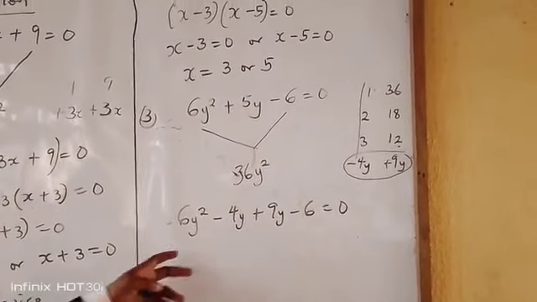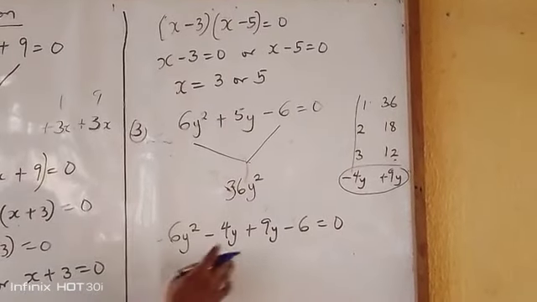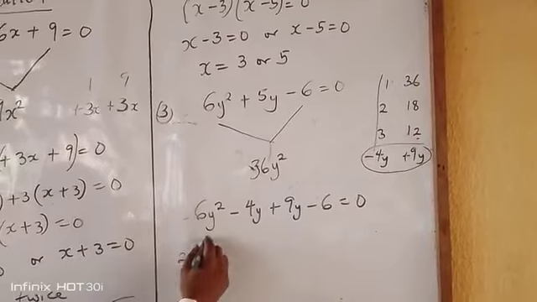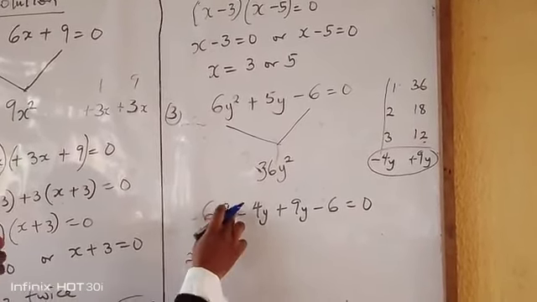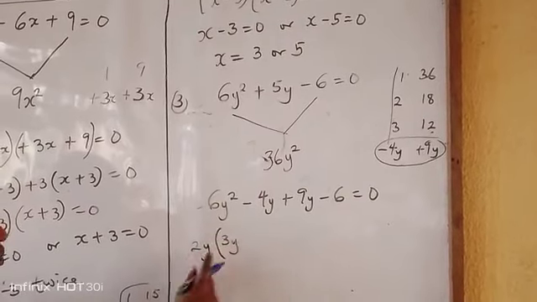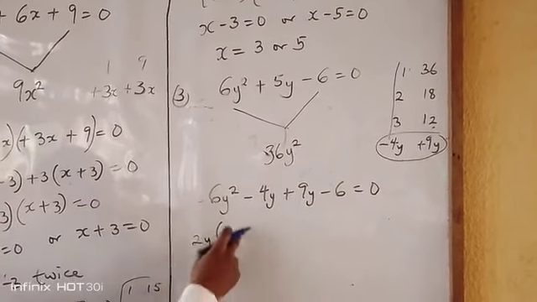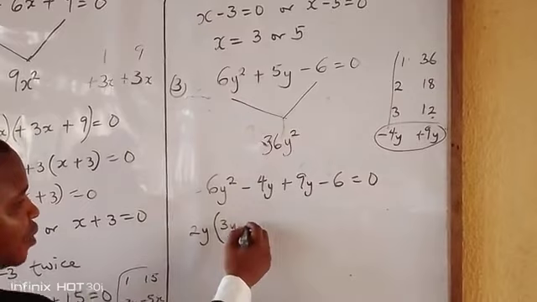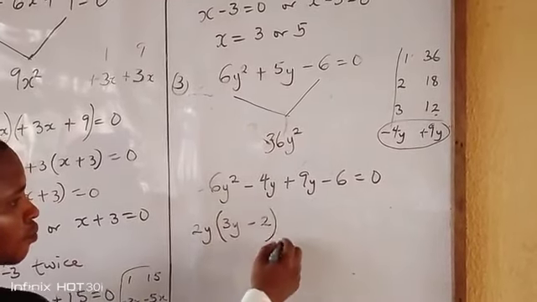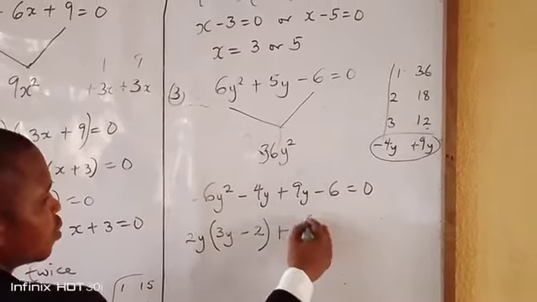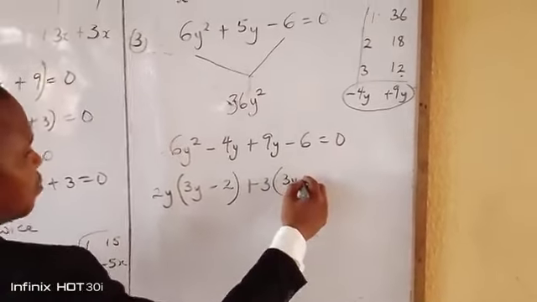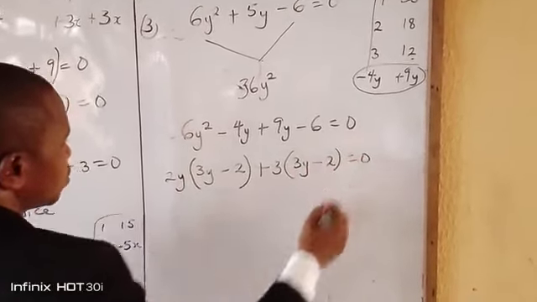So you bring out the common factor. So what's the common factor here? The common factor here will be 2y. And by the time you bring out 2y, for you to have this 6y squared, you have to multiply it by 3y. 2 times 3 will give you 6. Y times y will give you y squared. Minus 2, plus 3. 3 is the common factor here. So you are going to have 3y minus 2 is equals to 0.